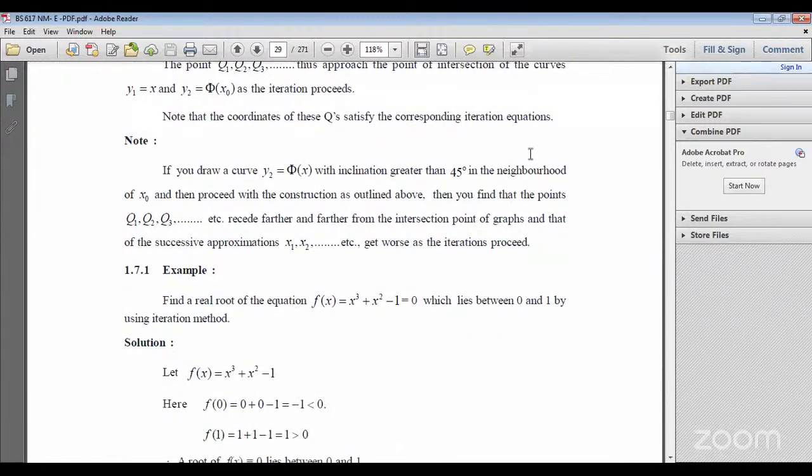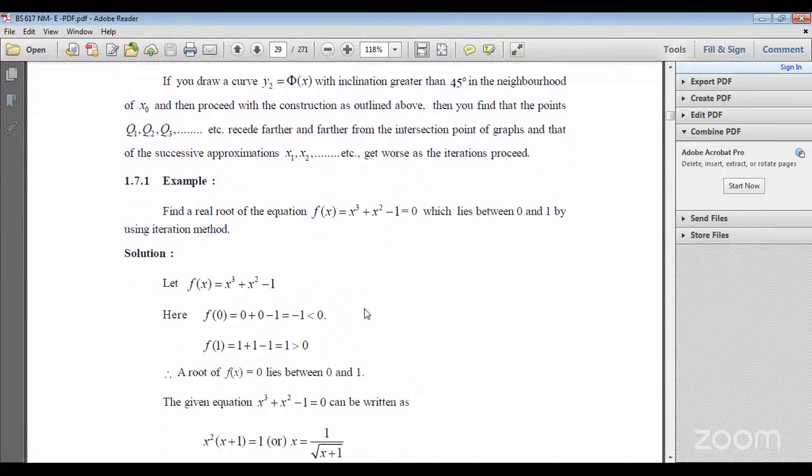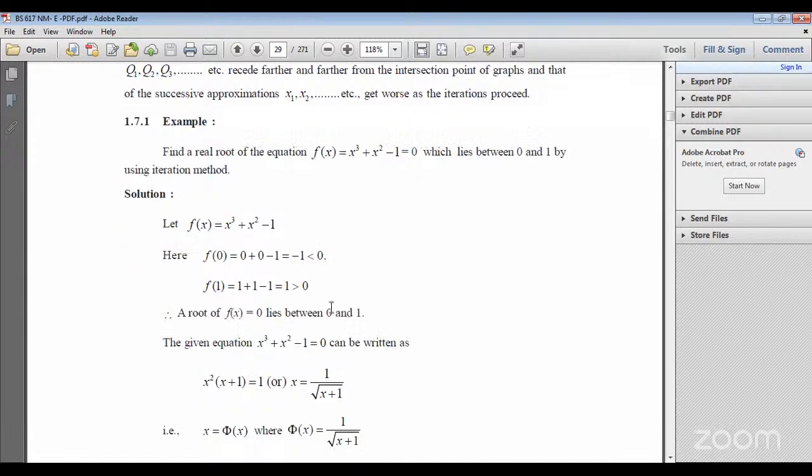Find the real root of the equation f(x) = x cubed plus x square minus 1 equal to 0, which lies between 0 and 1, using the iteration method. f(x) = x cubed plus x square minus 1. So we are taking f(0) = 0 plus 0 minus 1, which is less than 0, and f(1) = 1 plus 1 minus 1, which is positive. One negative, one positive, so a root lies between these numbers.